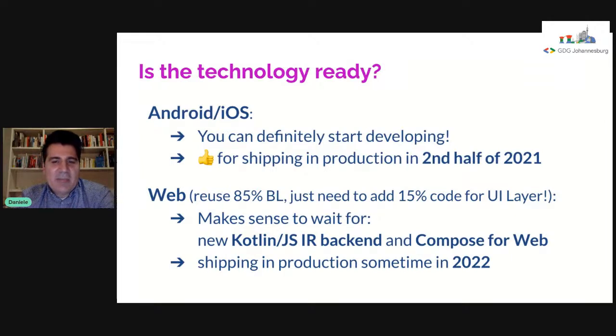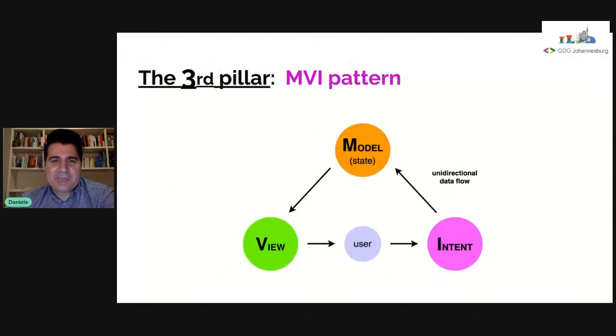In terms of web, personally, I would be very interested in Compose for web. My idea is that it makes sense to start by doing this 85% of business logic, then releasing, targeting the Android and iOS UI. And then after you've done all that, hopefully by that time there's going to be Compose for web, and you just need to add this 15% or even less on top, and then you would have the web app too. For the web, I would say it probably makes sense to wait for 2022, but you don't need to lose any of this time, because you would be busy in the meantime building the rest of the app. Okay, let's now talk about the third pillar, which is the MVI pattern.